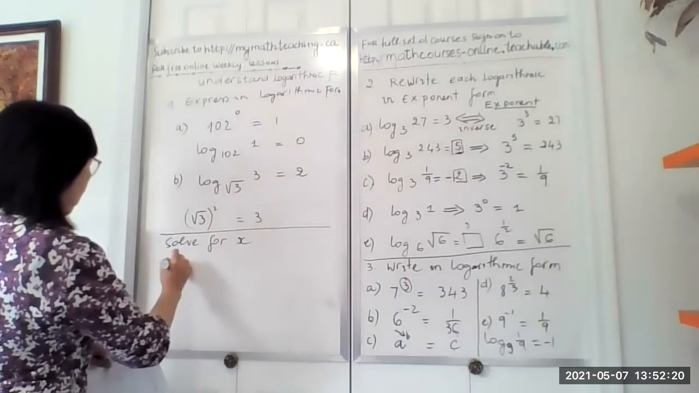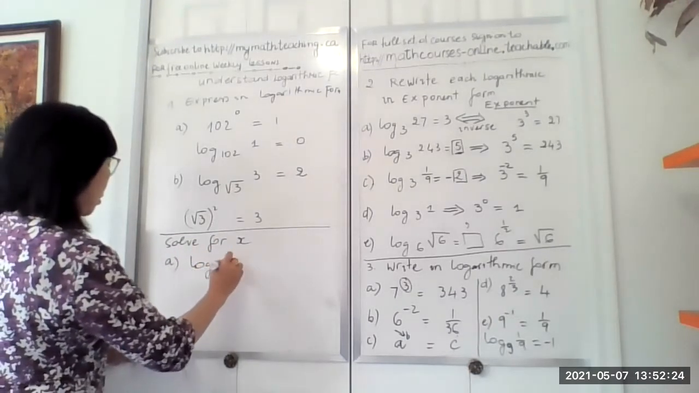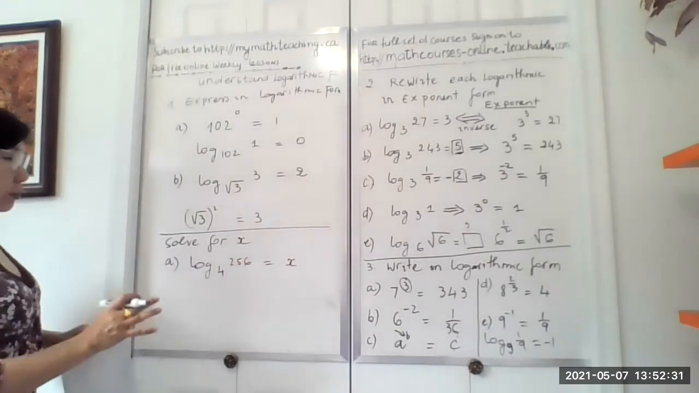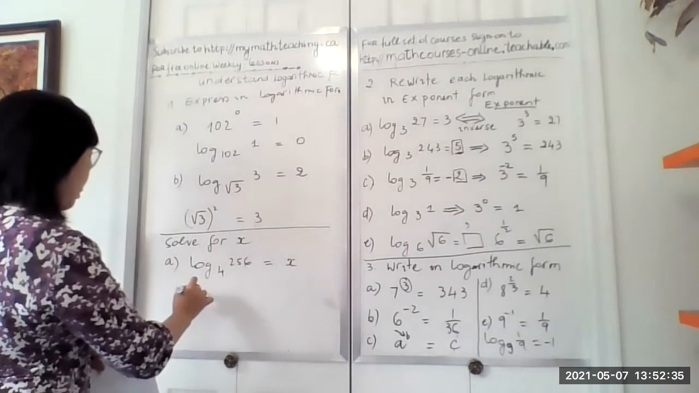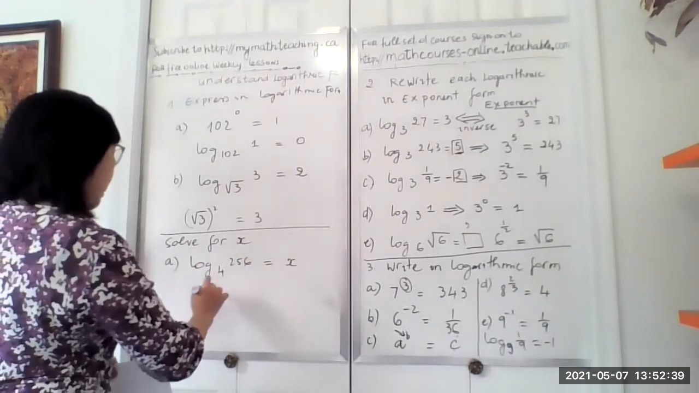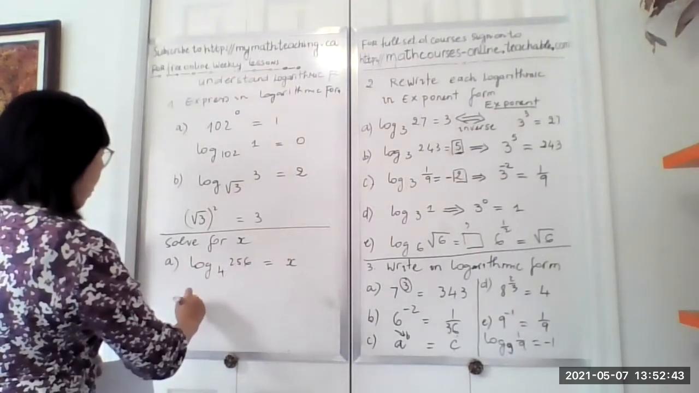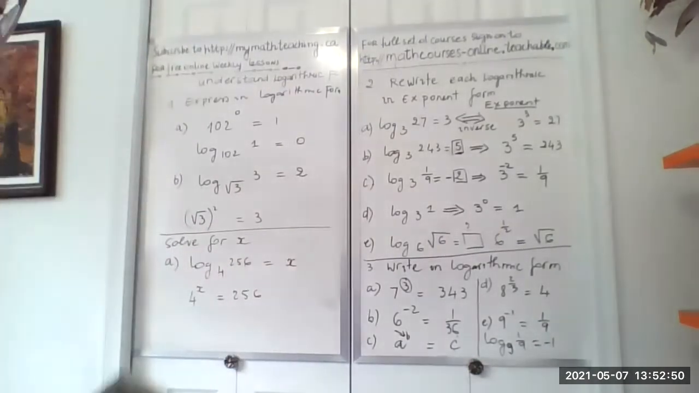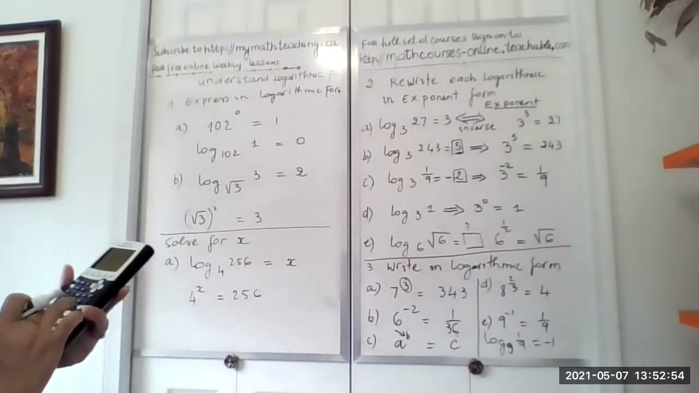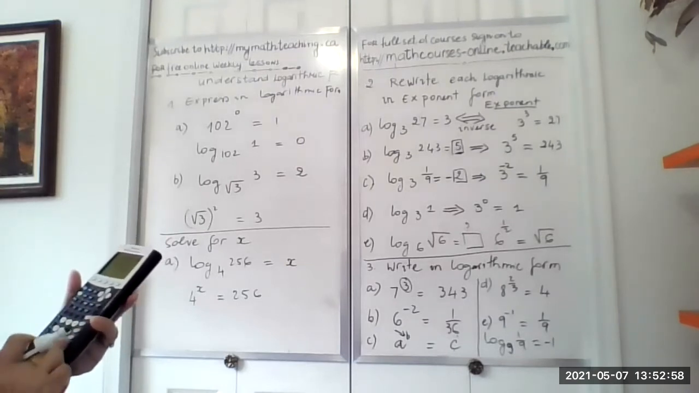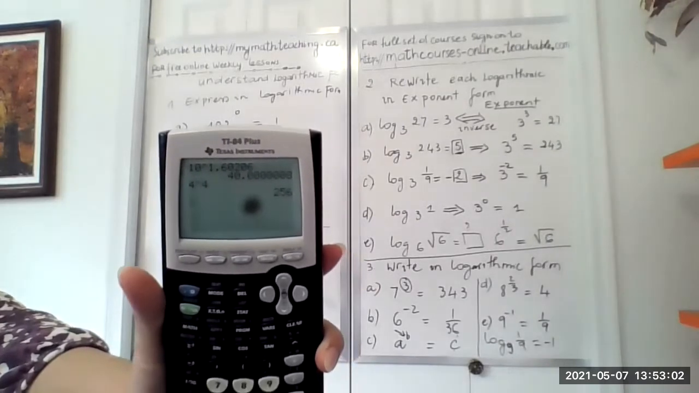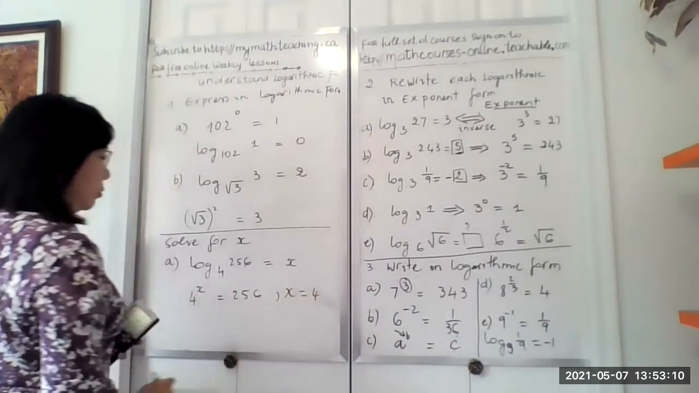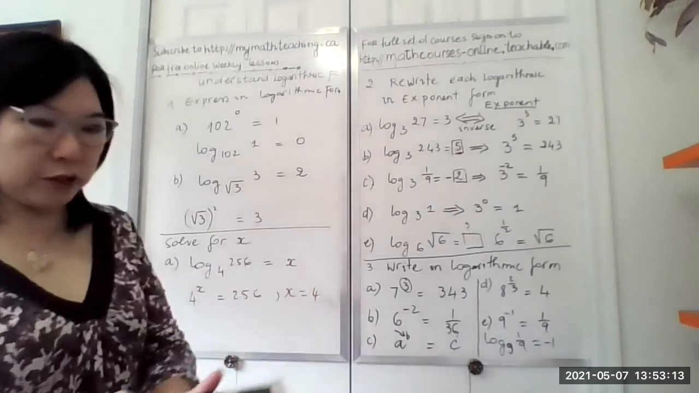Let's say now this question asks you to solve for x, which means we have to evaluate it. So let's say you have log base 4 of 256 equals x, and they want you to evaluate that without the calculator. So you know that you can turn it into 4 to the power x equals 256. So let's find out what power makes 4 to the power x equal 256. 4 to the power 4 equals 256, right? So x has to be 4, because 4 to the power 4 equals 256.